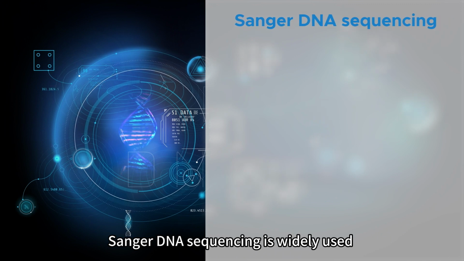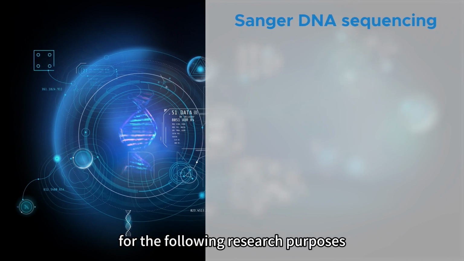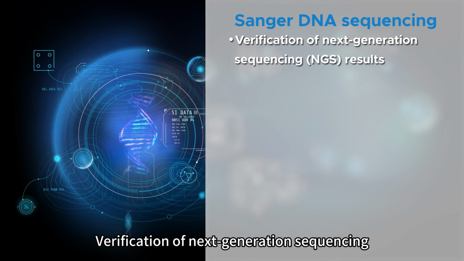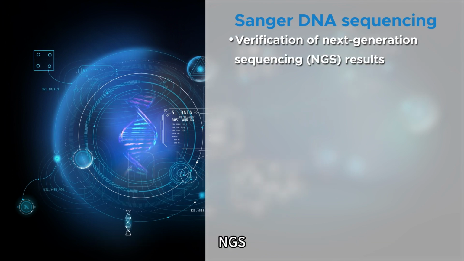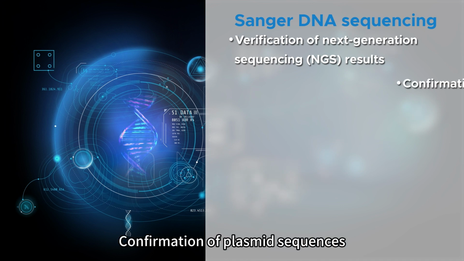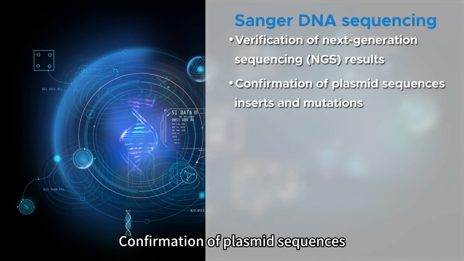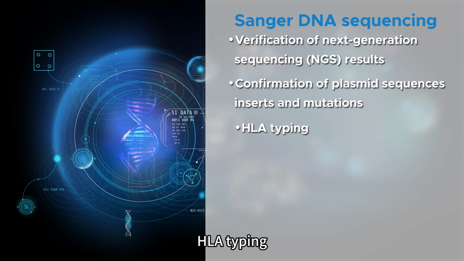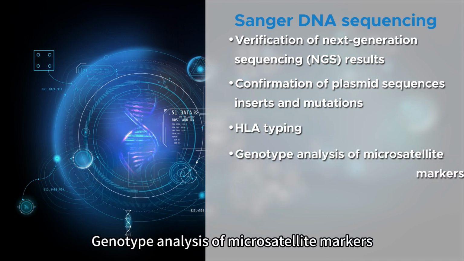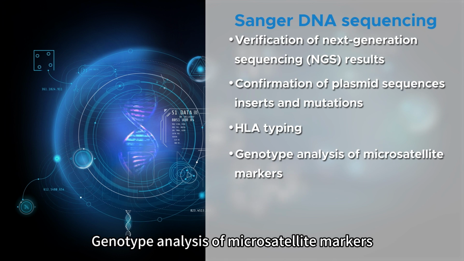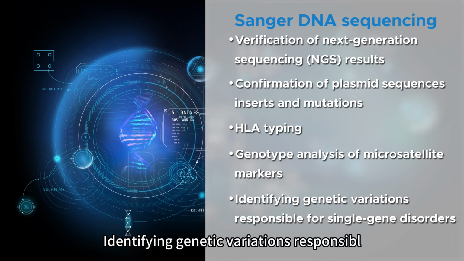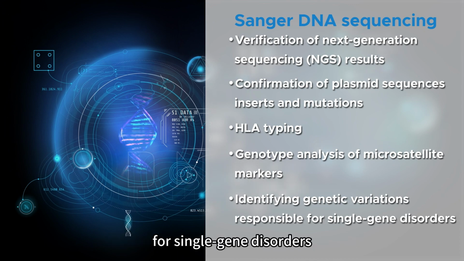Sanger DNA sequencing is widely used for the following research purposes: verification of next-generation sequencing (NGS) results, confirmation of plasmid sequences, inserts, and mutations, HLA typing, genotype analysis of microsatellite markers, and identifying genetic variations responsible for single-gene disorders.